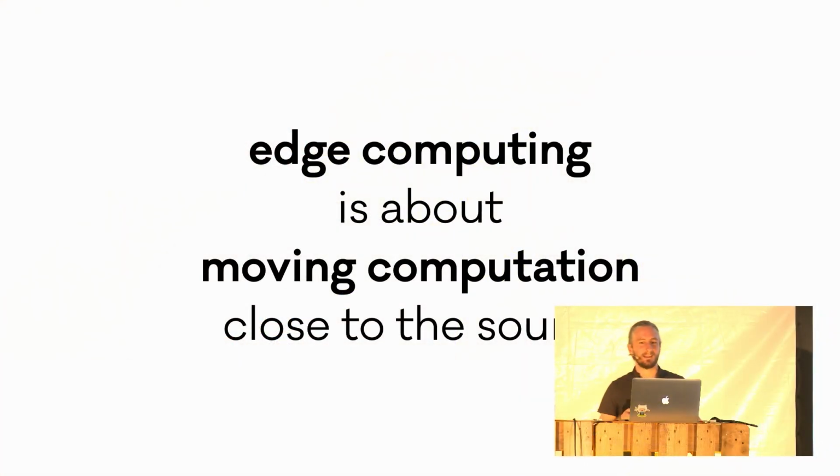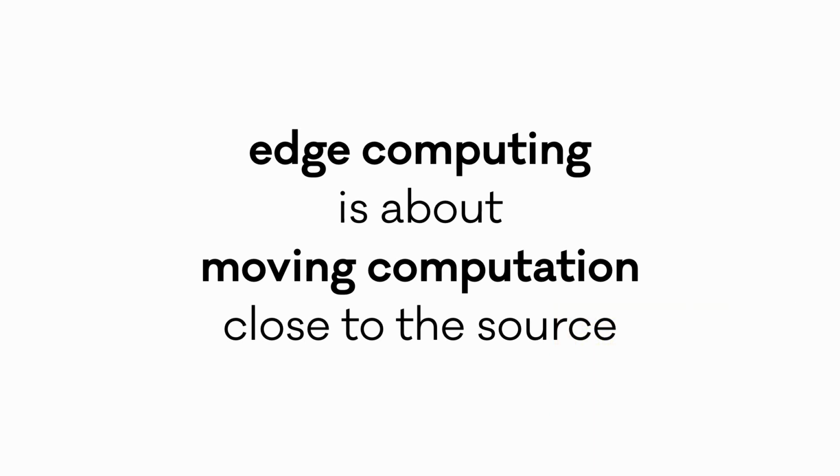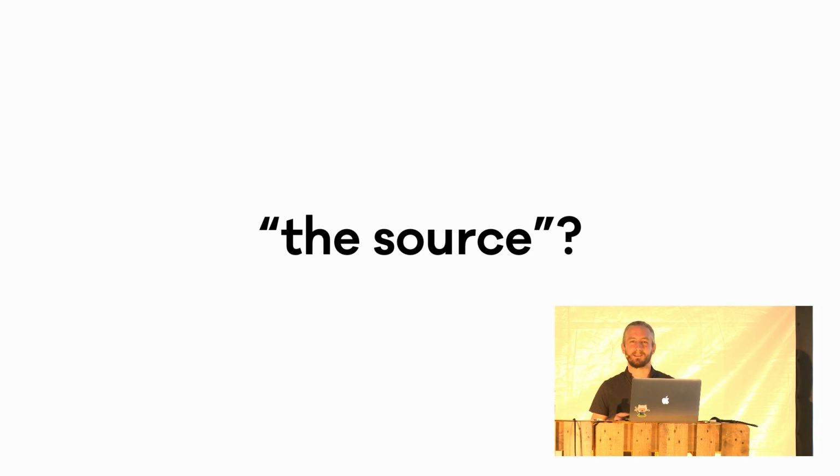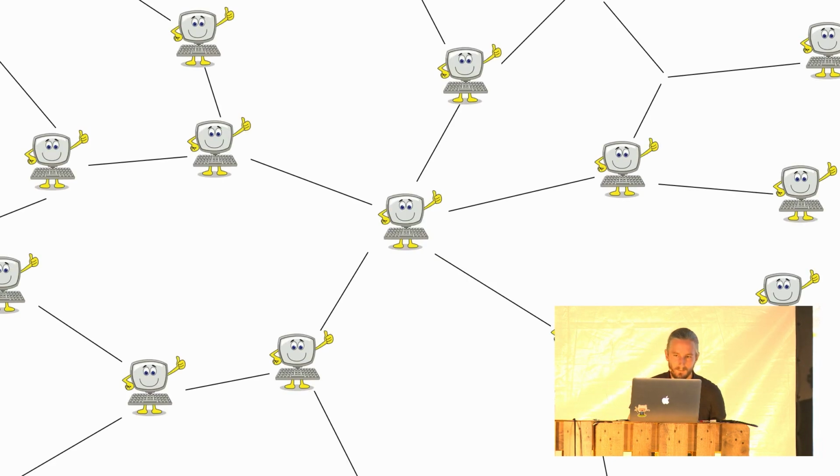Edge compute is about moving computation close to the source of the data. What do we mean by the source, though? That is also vague. The edge, or the source, has almost nothing to do with the physical topology of the network. I think that's one of the confusing things. It can be the physical edge of the network, but it doesn't have to be. It's not necessarily about that.